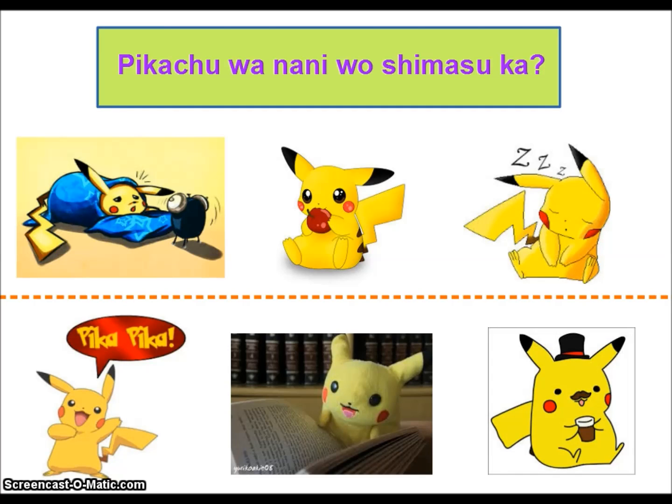Now, at the bottom row, we have the u verbs. So remember the rule for conjugating u verbs is you raise the u ending to an e, then add mas. So what is Pikachu doing in the first picture? Pikachu wa hanashimasu. What is Pikachu doing in the second picture? Pikachu wa yomimasu. What is Pikachu doing in the third picture? Pikachu wa nomimasu.